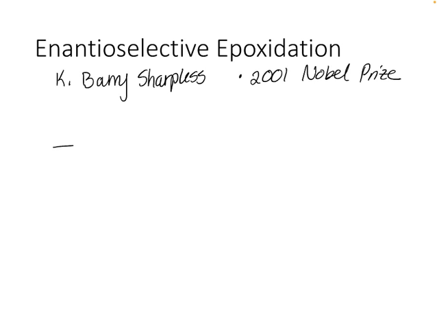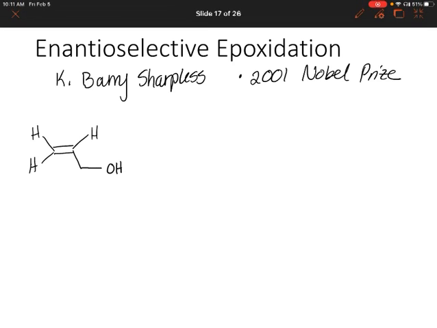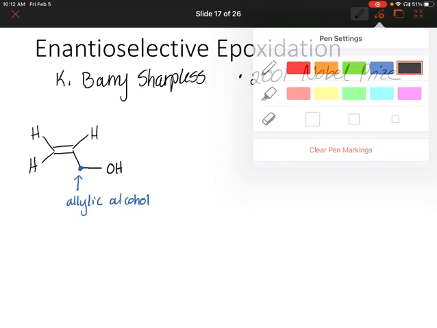So let's say you have an alkene. In this particular epoxidation reaction, you have to have an allylic alcohol. So remember, if you have a carbon one bond away from a pi bond, that is called an allylic carbon. And if you have an alcohol bonded to that carbon, it's called an allylic alcohol. So that is one limitation of this method, is you do have to have that allylic alcohol there for this to work.